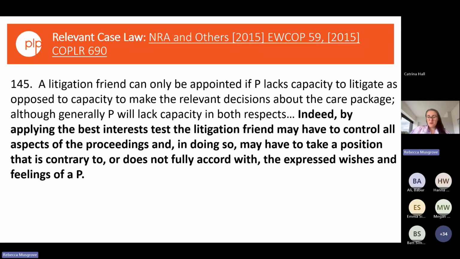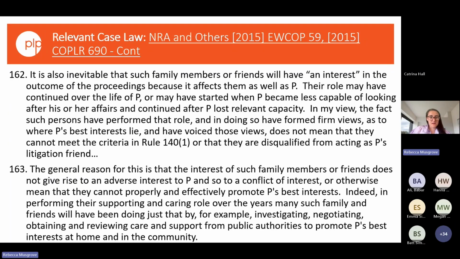So I think that's just a repeat of that one. And then there's a couple more passages there just from this same case. I'll send these out afterwards, just so you've got them if you ever need to use them for a position statement or skeleton argument. They're all there.